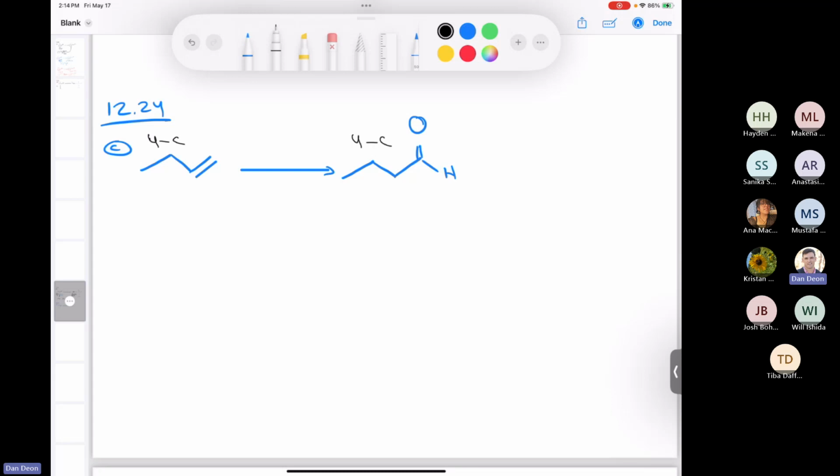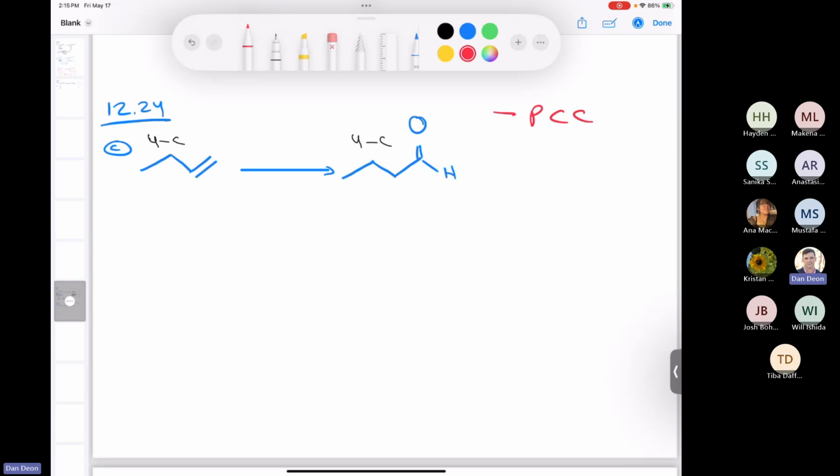Did anybody have a strategy for this one? Anybody have a strategy for this one? Where they started or? Yeah, go ahead, Sanika. Oh, sorry. Does anybody have an idea? I don't see many ways of doing it, okay? So, okay, I see what you're saying. So you want to make some kind of alcohol and then oxidize it with PCC. I like the idea of using PCC in the second step. Yes, so we'll put here PCC.